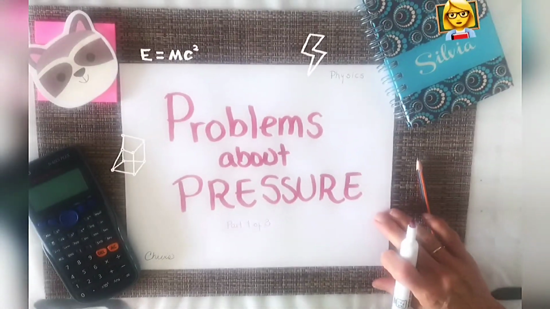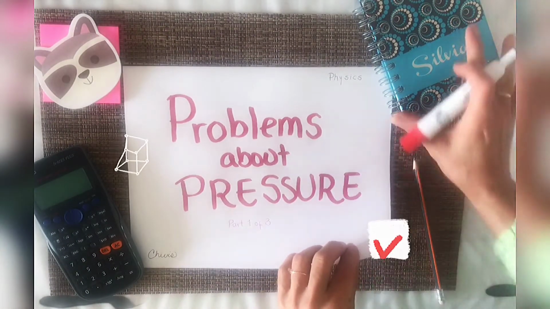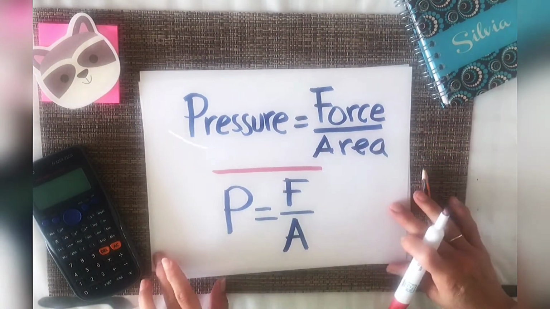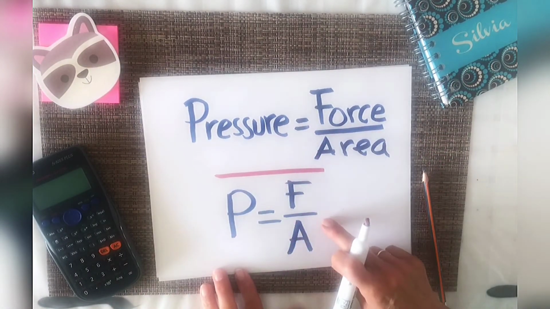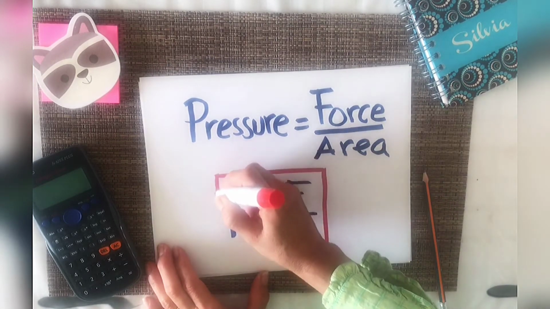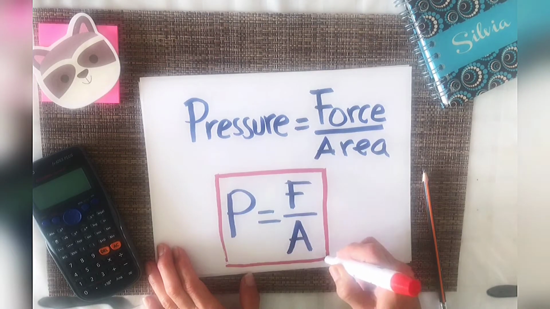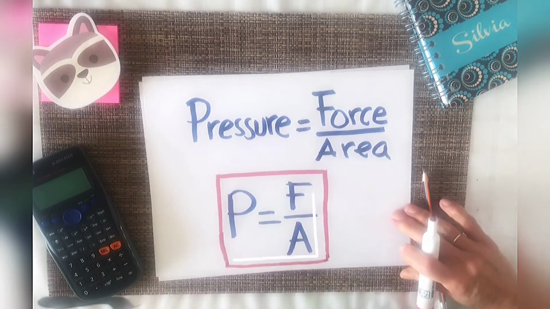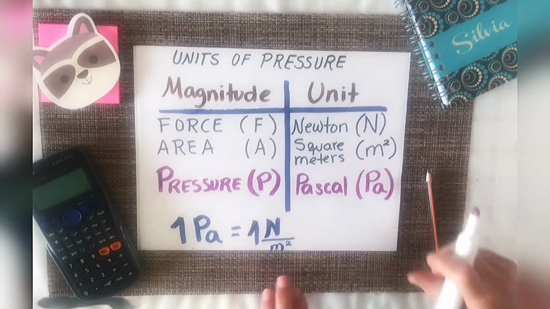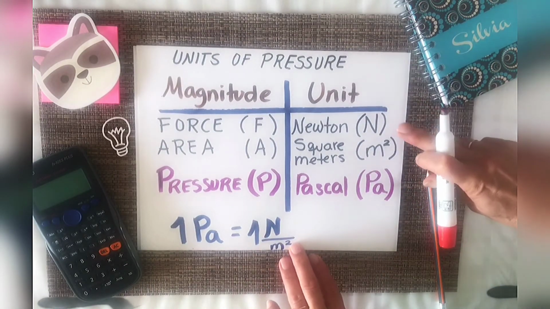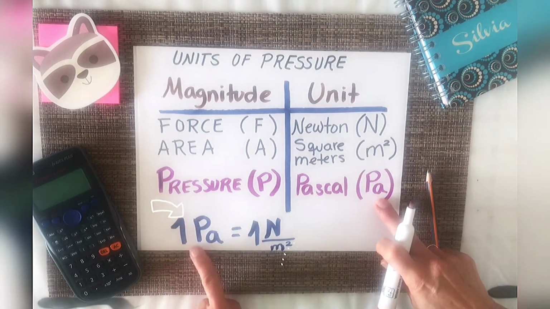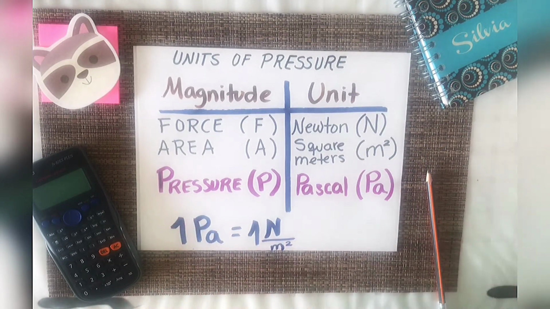Today we will learn how to solve problems about pressure. First of all, remember the pressure is the force applied over a surface. The formula of pressure is P equals F over A. All of these letters are capital letters, where P is pressure, F is force, and A is area. Also, we need to record that the SI unit of pressure is the Pascal. A Pascal is equal to 1 Newton over a square meter.